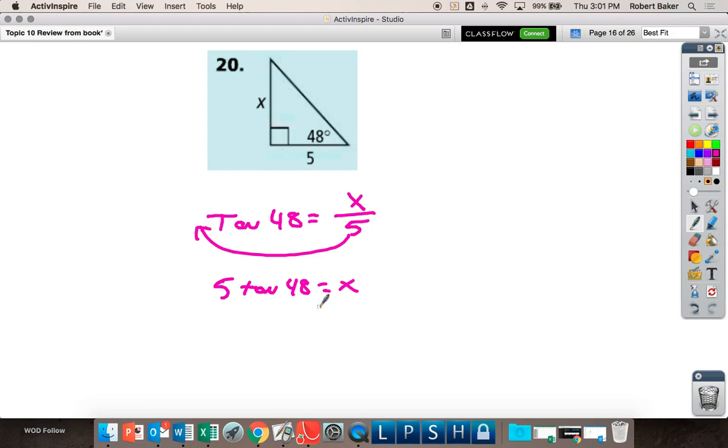Now, has anybody thought about this? Can I nerd out for just a second? If this is 48, how big is this one? Right, there is 180 degrees in that triangle, correct? Yes or no? So watch this.